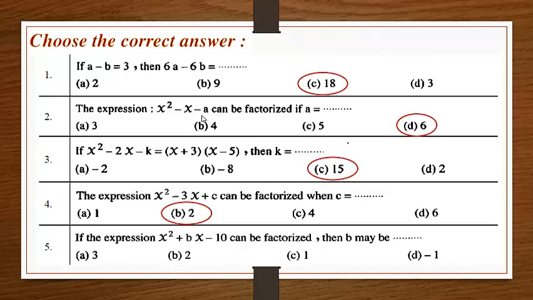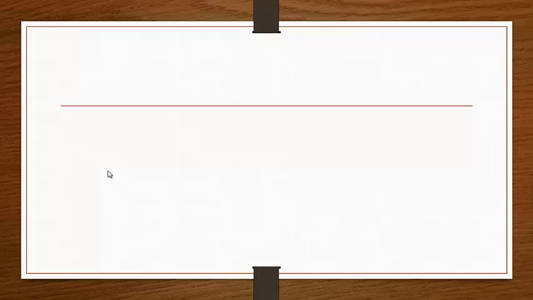If the expression x power 2 plus bx minus 10 can be factorized, then b will be 3, because 10 can be factorized to 2 times 5, and 5 minus 2 equals 3.